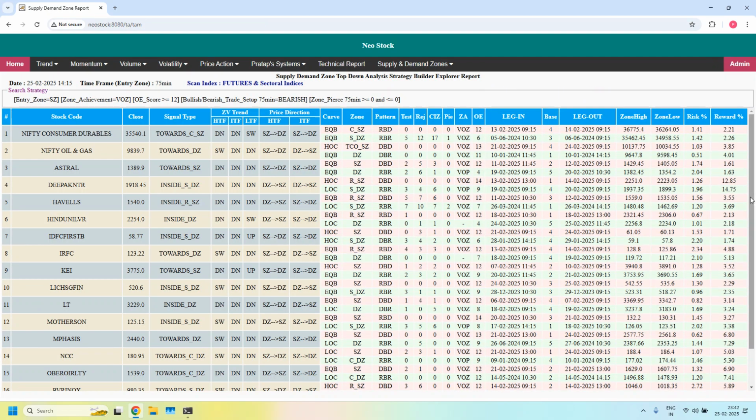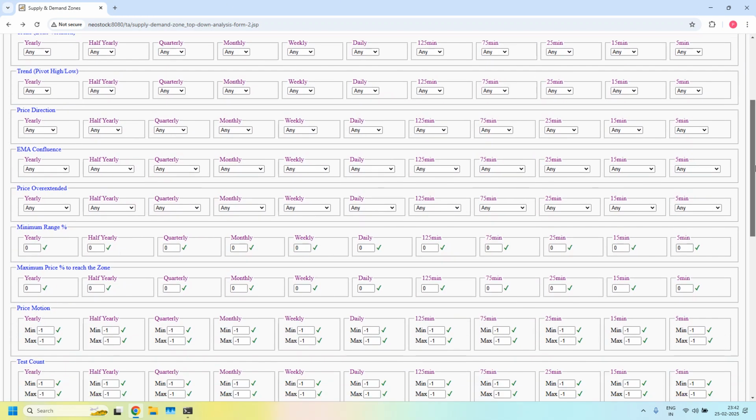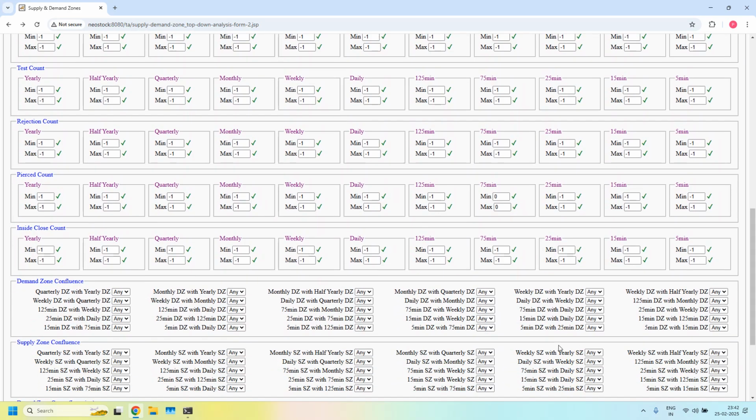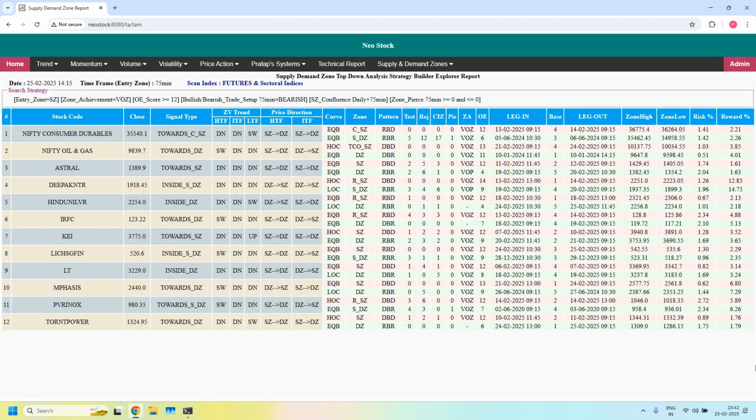With these filters we got 18 stocks. Scrolling the list down. So total 18 stocks. All these 18 stocks are supporting bearish trade setup for weekly income trade. Out of these 18, how many of these 75 minute supply zones are overlapped with daily supply zone? Let us verify. That is LTF, ITF supply zone confluence. That is nothing but 75 with daily supply zone confluence. We got 12 stocks filtered.